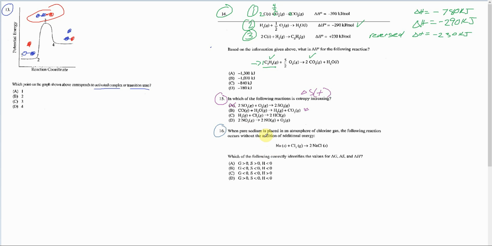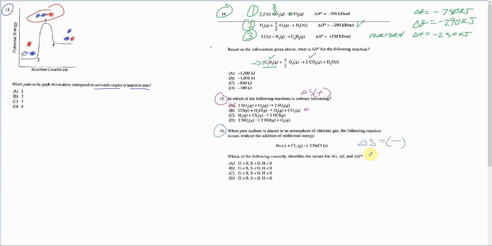On to 16. When pure sodium is placed in an atmosphere of chlorine, the following reaction... Sorry, I just realized I didn't have my microphone right on me. So in any case, we've got this reaction. They want to know which of the following correctly identifies the values of these things. Well, we can probably take a stab at delta S because just as we saw in the previous problem, if 2 moles of something becomes 1 mole and you're losing a gas, that is definitely unfavored entropy. I think that's going to be negative entropy.